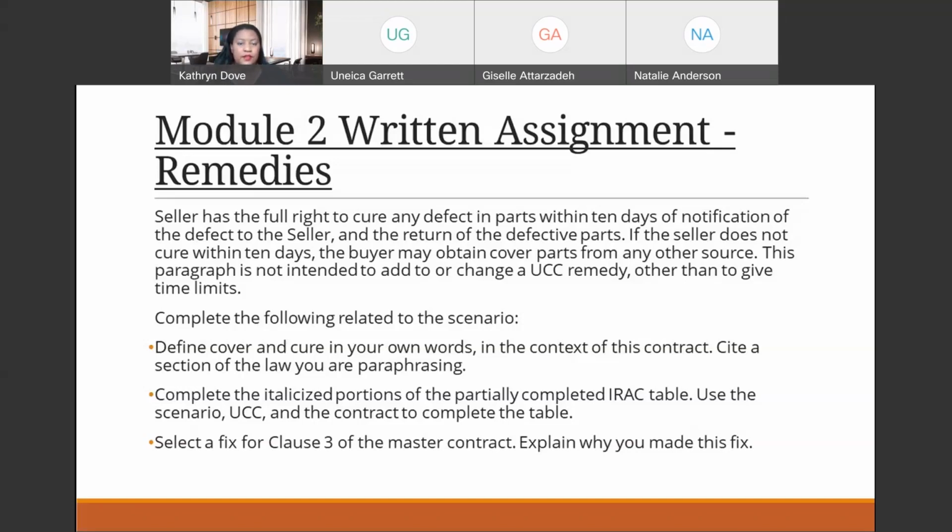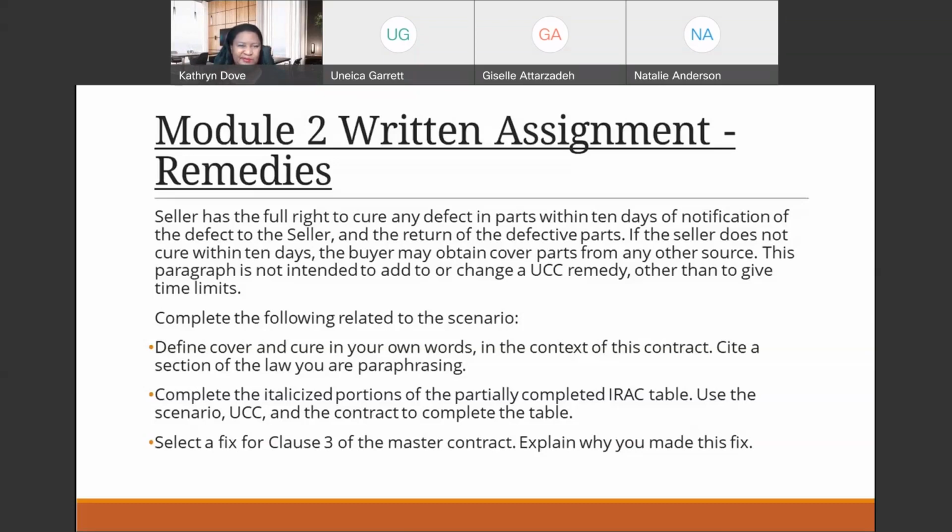All you need is a Microsoft Word document that defines the word cover, defines the word cure, and cites to the UCC provision. In that document, or you could submit 2 documents, you need to complete that IRAC table. And then the third thing you need to do is submit a paragraph fixing clause 3. Some people put this all in one piece of paper. Some people put this in two pieces of paper, one answering part 1 and 3, and then they keep the IRAC table as a separate document. Some people put all that together in one document.